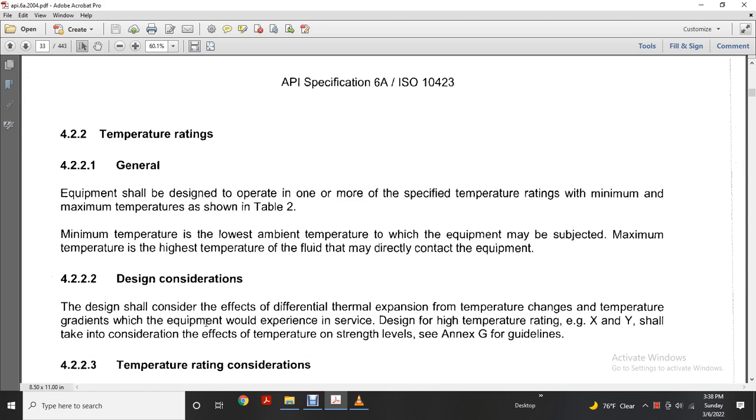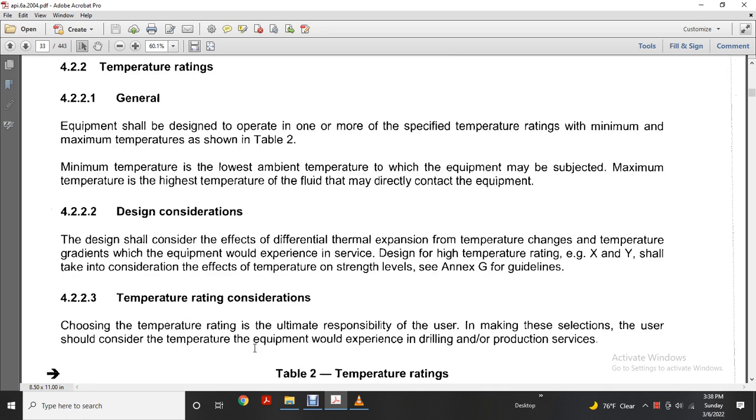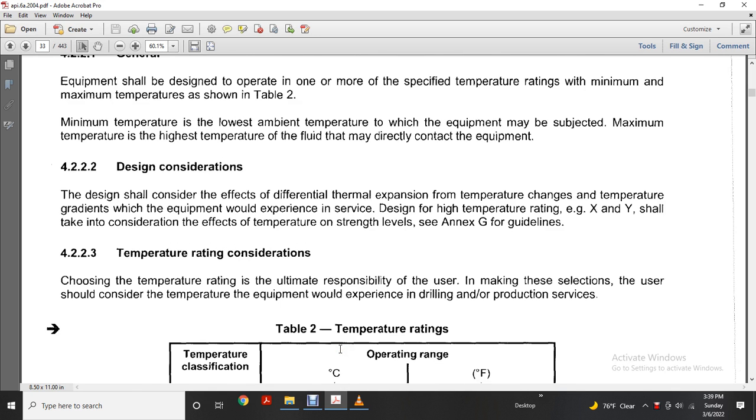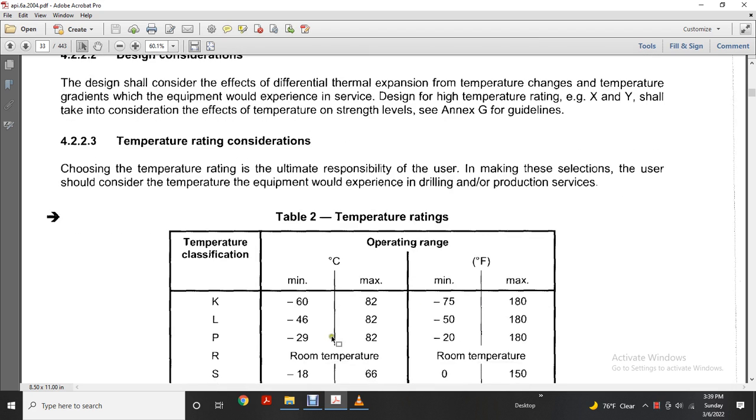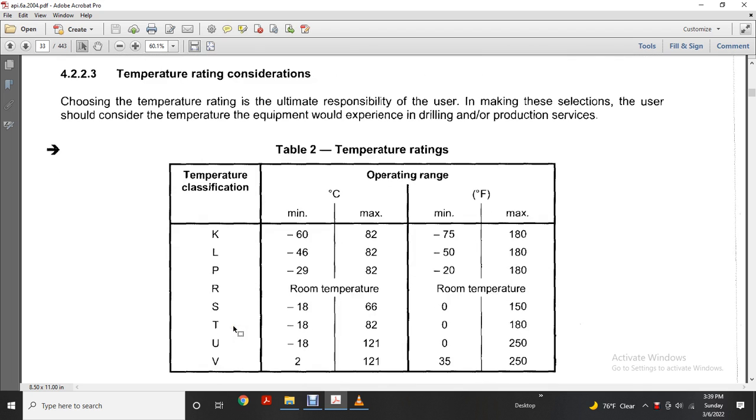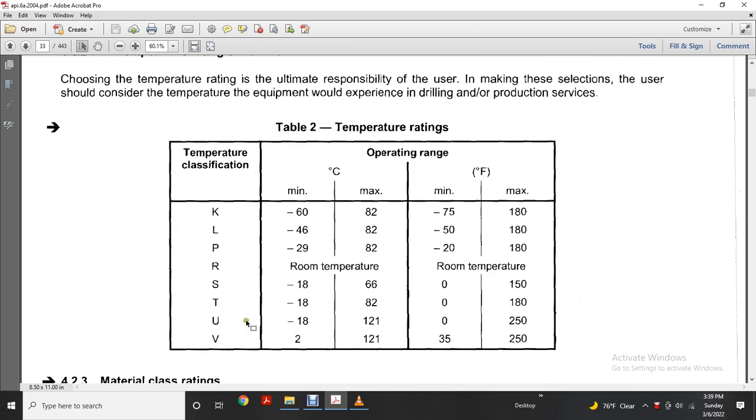Design consideration: design shall consider the effect of the differential thermal expansion, the change of temperature, and the temperature gradient the equipment would experience in service. The design of the high temperature ratings X and Y shall take into consideration the effect of temperature on strength level, per Annex G guidelines. Temperature rating consideration: choosing the temperature rating is the ultimate responsibility of the user making the selection. The user should consider the temperature the equipment would experience during drilling and other production services. And you have temperature rating, temperature classification, Celsius, minimum and maximum, degrees Fahrenheit, and room temperature.